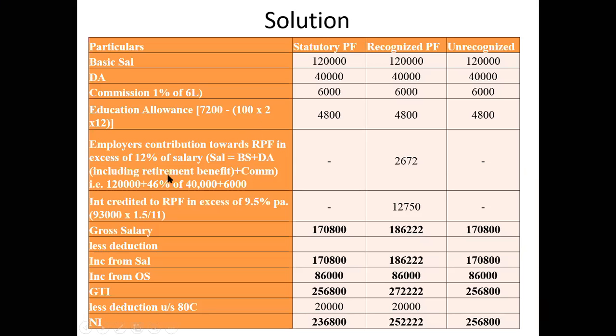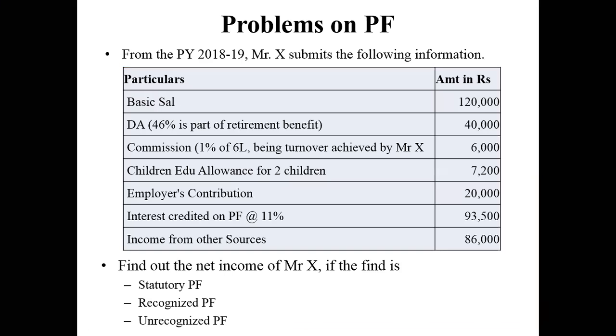If you're retiring, that means 46% of DA I have to consider for retirement basis. Are you able to understand what I'm trying to tell you? Yes, sir. I repeat once again. This employer's contribution of 20,000 that you are receiving, you are going to receive at the end of your retirement. That means when you retire from the company, on that day you will receive it.